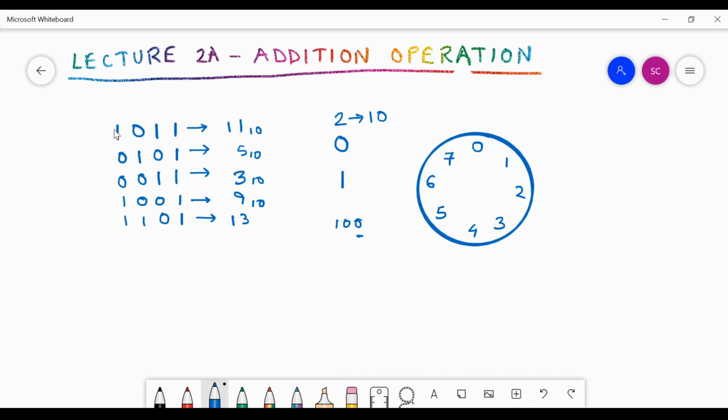Sorry, something I'm doing. 8, no, it's okay, 13. What would be the result? Let us do the decimal first. 13 plus 9 is 22, 25, 30, 41. You should get 41. Now, in our addition, what is happening?